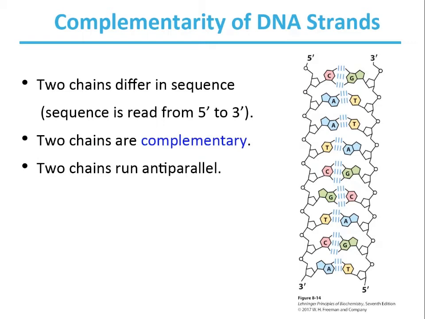Complementarity of DNA strands: the strand running from 5 prime to 3 prime is complementary to the other strand. Complementary means the two chains run antiparallel. This is from 5 prime to 3 prime and this one is from 3 prime to 5 prime, that's why they are antiparallel. Purines base pair with pyrimidines: cytosine base pairs with guanine, adenine base pairs with thymine, and so on.